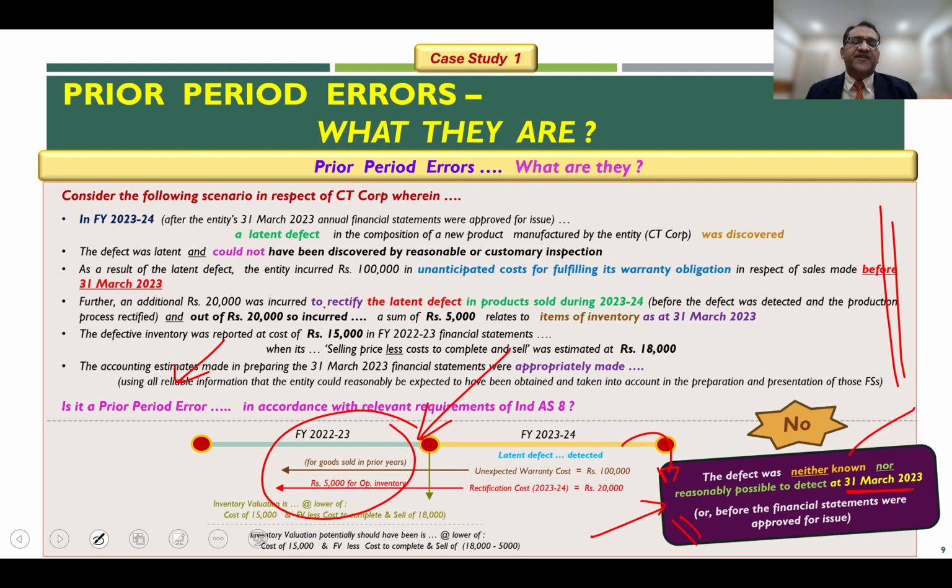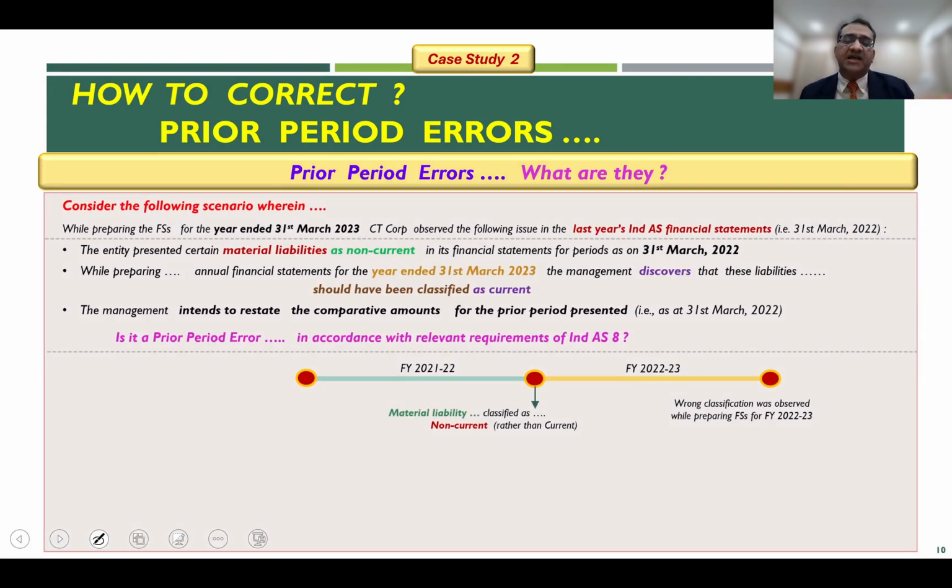So because the defect was neither known nor reasonably possible to detect, the defect was latent in nature, and therefore in this case there is no prior period error which needs to be corrected subsequently. But let us see the second case study to contrast this fact pattern. Let us see what the other fact pattern is.